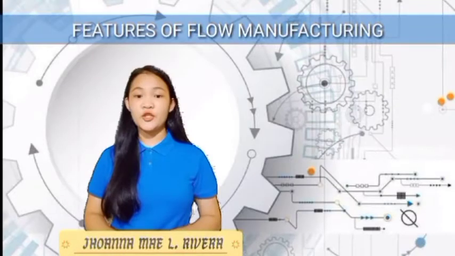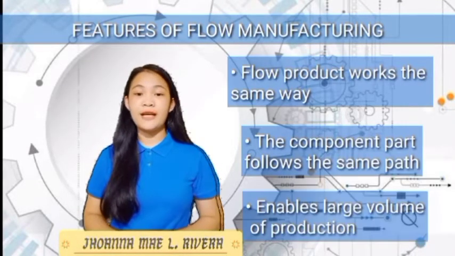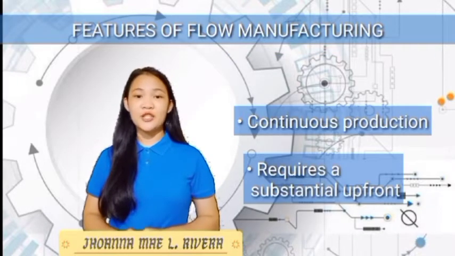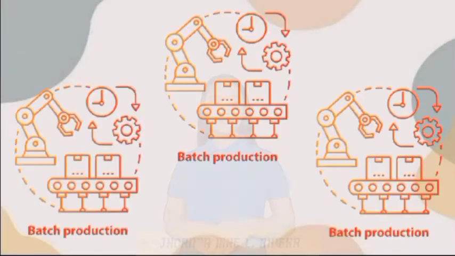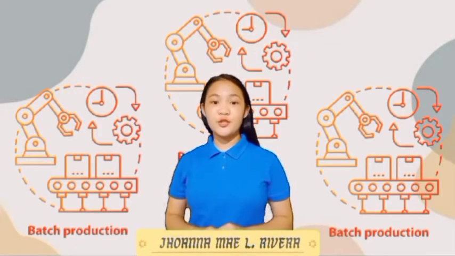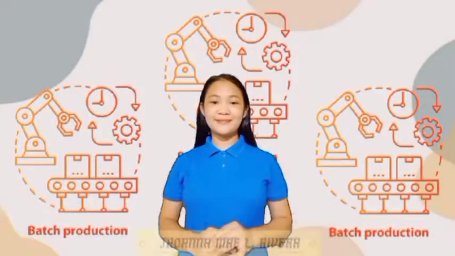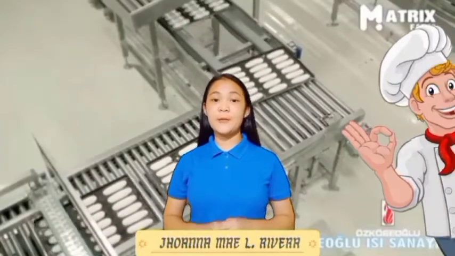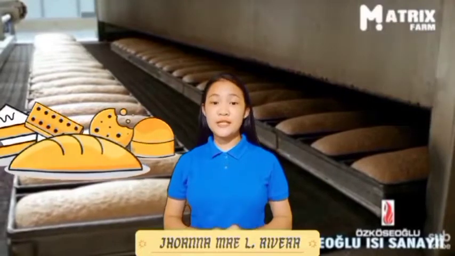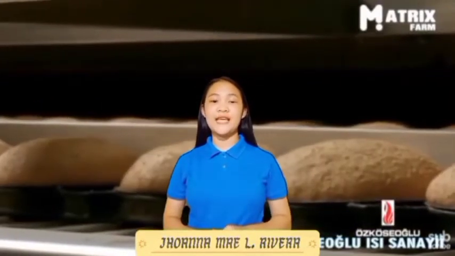Features of flow manufacturing. Component parts follow the same path, it enables large volume of production, continuous production, and requires a substantial upfront investment. Batch production is appropriate for a wide variety of businesses and products. These range from pharmaceuticals to clothing, chemicals, and food-based products. One good example is bakeries. They benefit from batch production as they are able to create many different baked goods using the same equipment and benefit from scaling production up or down depending on trends and demand forecast.